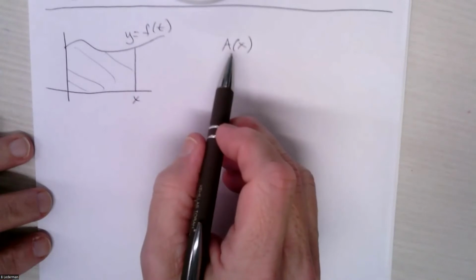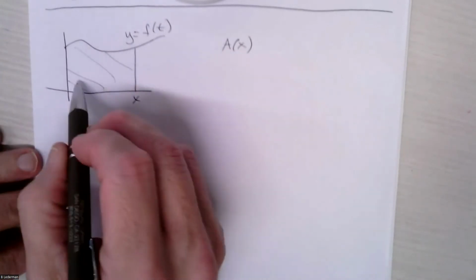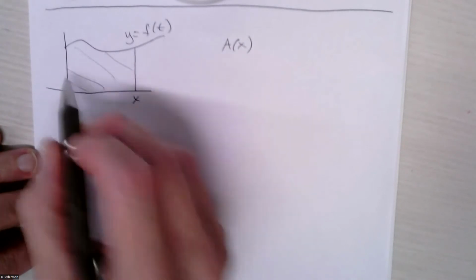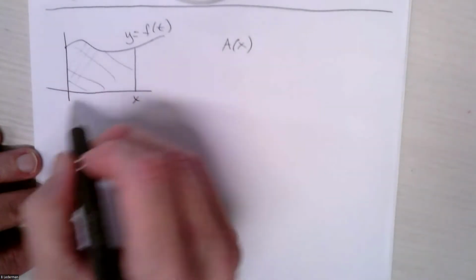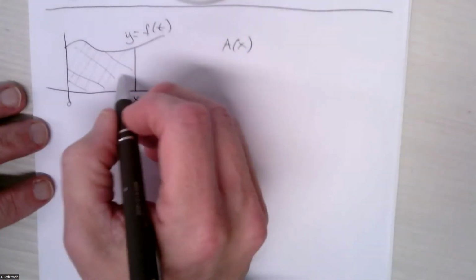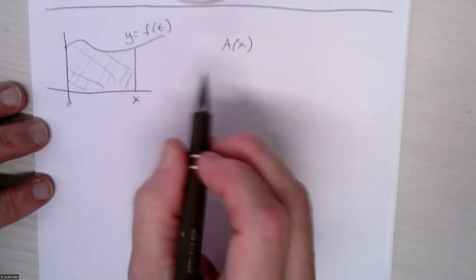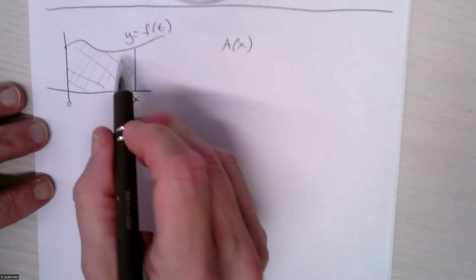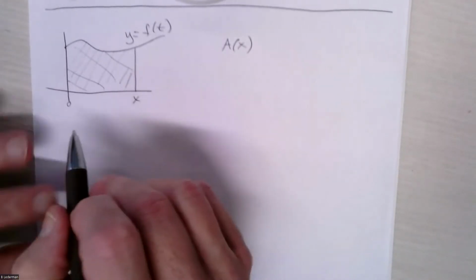Suppose I have a function, I'm going to call this A of x, and A of x is the area under the curve from this starting point, call it 0, it doesn't matter, all the way until x. So if x becomes bigger, I get a bigger area. If it becomes smaller, I get a smaller area. But right now, this is where we're at.